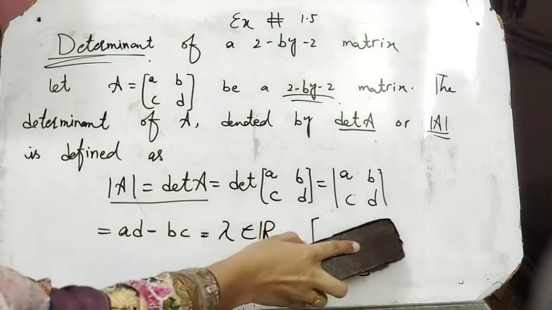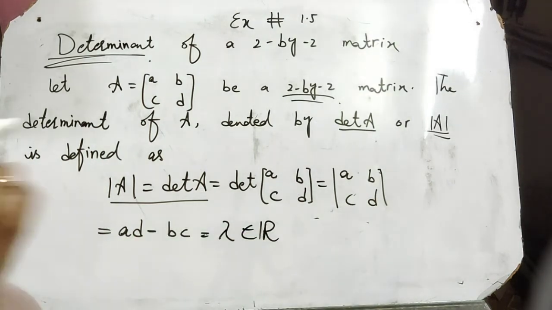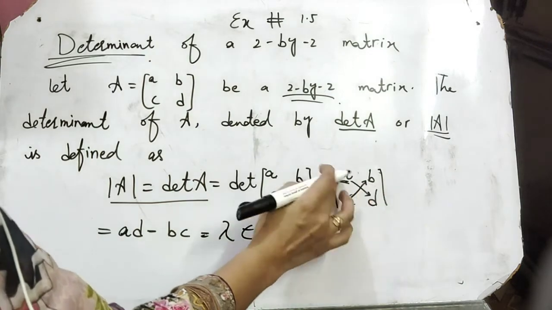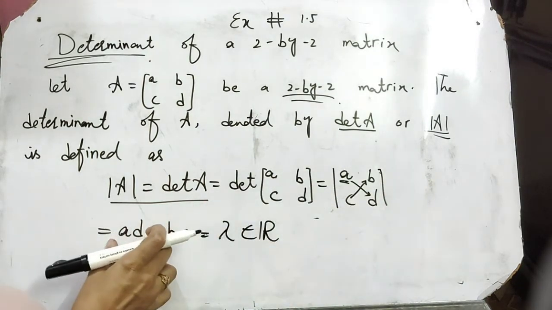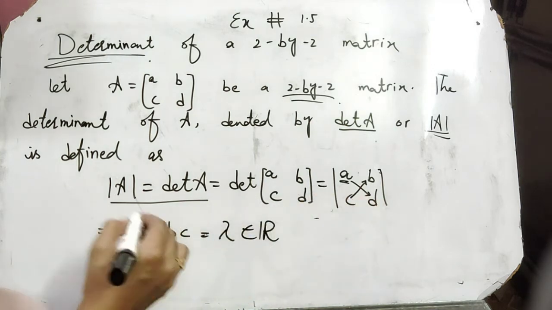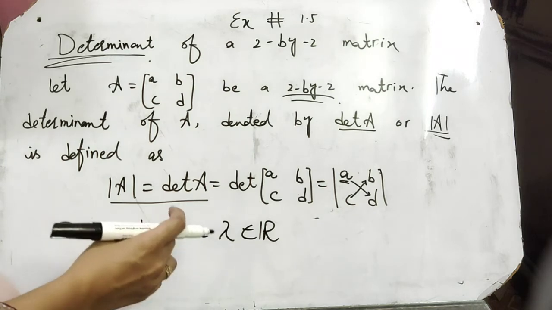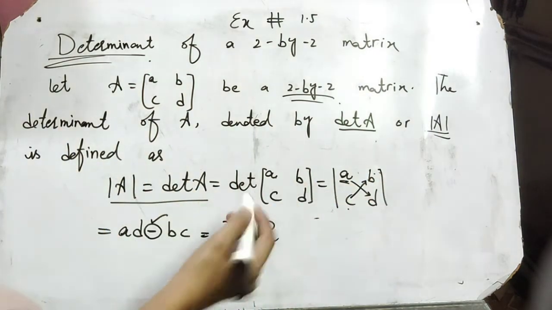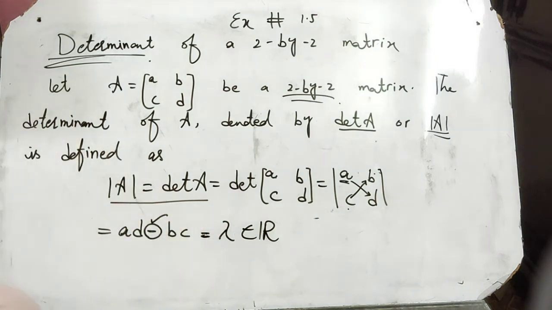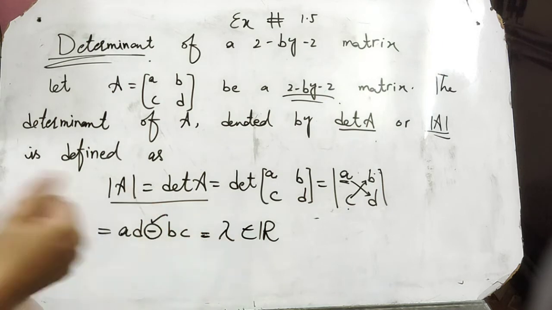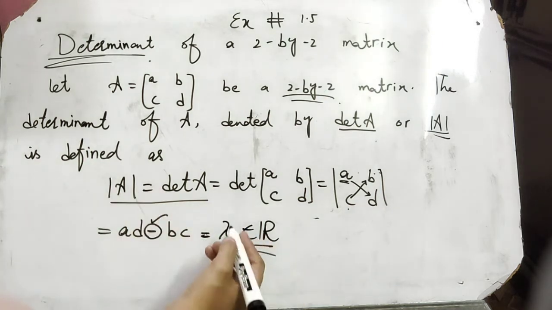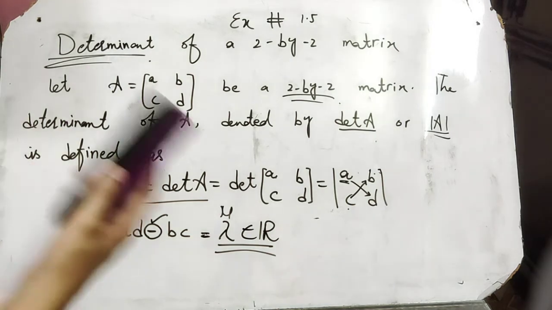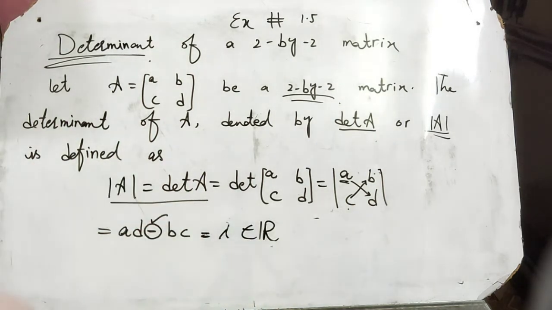The way to solve a determinant is to multiply the diagonal entries. First multiply the first entry A by D, which is AD, then minus. The minus is used, we can say it is the formula for the determinant. Then B into C. The value of AD minus BC is equal to lambda. What is lambda? Lambda may be any real number. You can say it is equal to mu, omega, or y, and that value belongs to the real numbers.